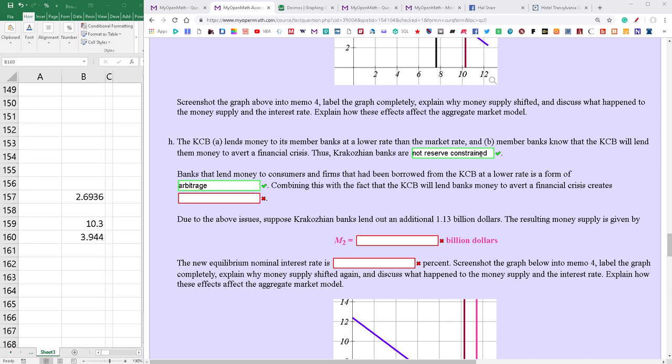shut you down. Okay, so banks that lend money to consumers and firms that had been borrowed from the Caucasian central bank at a lower rate than the market rate is a form of arbitrage. So it's kind of a pass-through thing where you're really not doing anything to the product that you buy and then sell, right? Combine this with the fact that the Caucasian central bank will lend banks money to avert a financial crisis, and this creates a moral hazard situation.